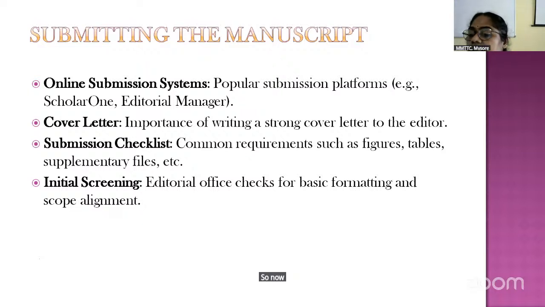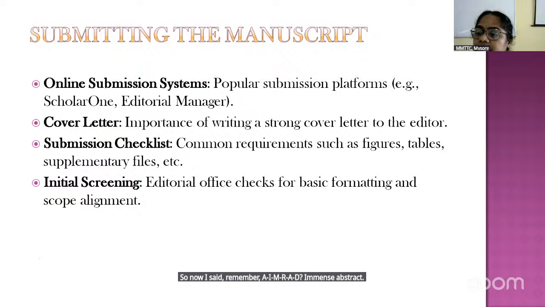So now I said, remember AIMRAD. A means abstract. I means introduction. M means methods. R means results. And D is discussion. Abstract, introduction, methods, results, and discussion.